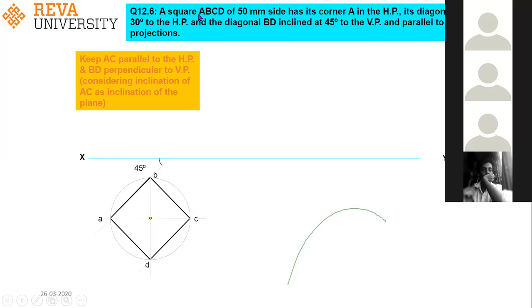So it says it rests on HP, that's why we are drawing the top view. Now we have to produce the front view of this object. How do I do it? I'm going to extend a line. So first I will measure this distance. I'll make sure that the distance maintained is exactly 50 mm, the side of the square. Now from this point, I'll extend an exactly vertical line to meet your XY line.